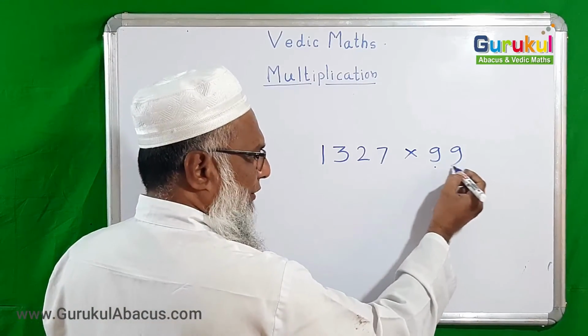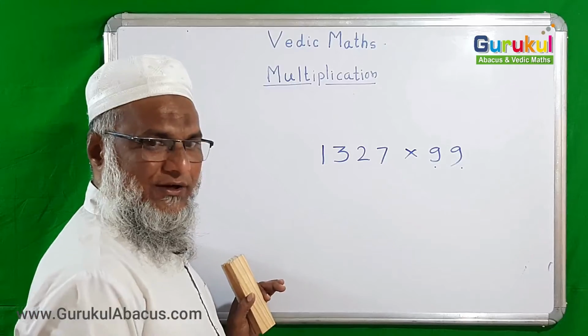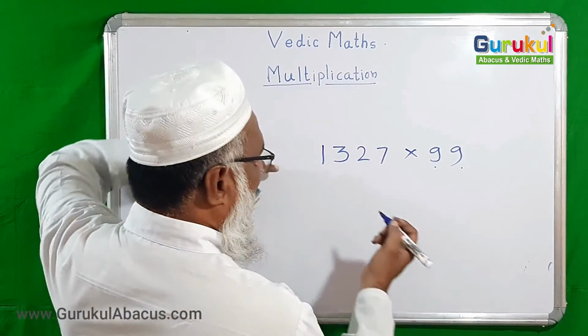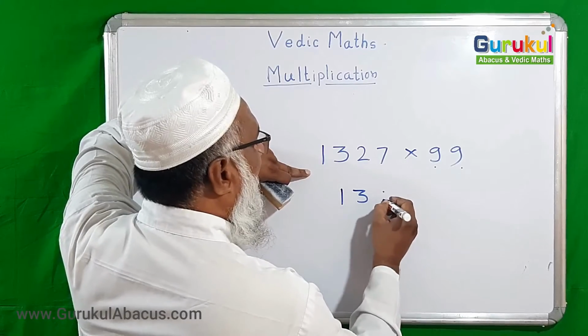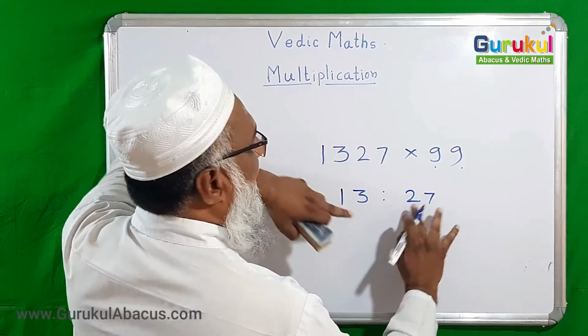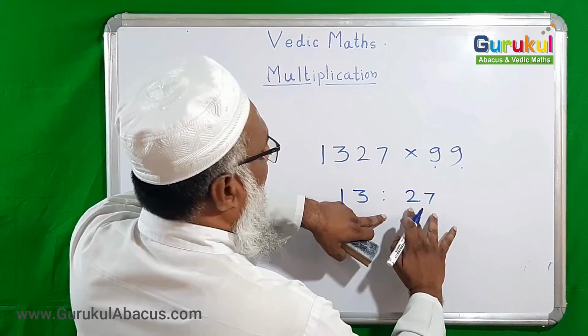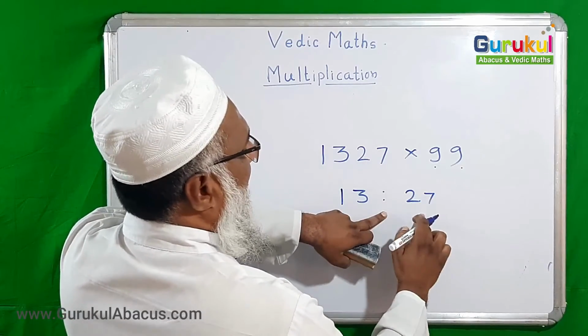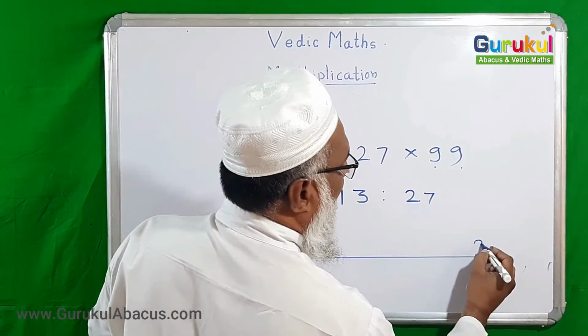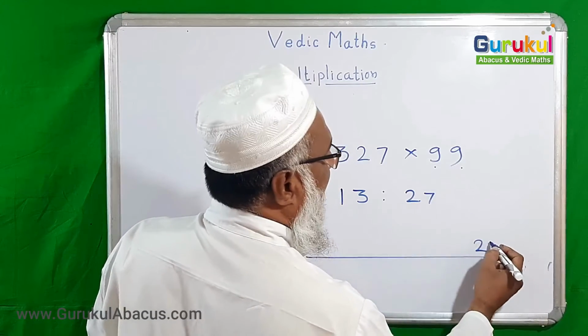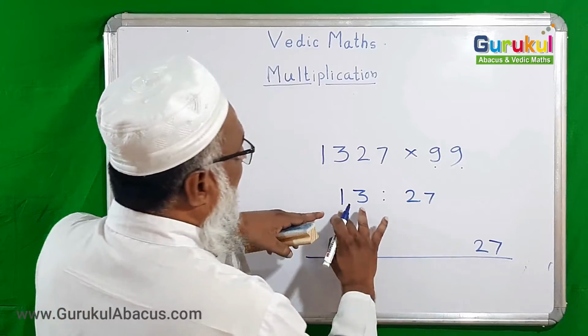Here are 2 digits in the greatest number. So what to do? I am just writing 13 colon and 27. Here are 2 digits, so I kept 2 digits from the number here. Okay, now I am putting a line, and that same 27 I want to write here, and here is 13.